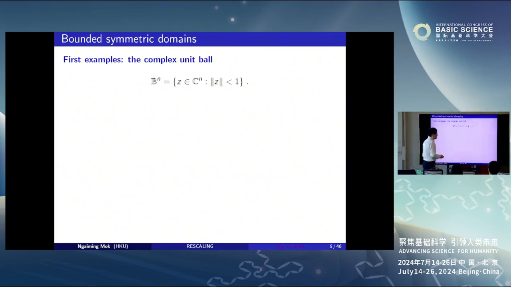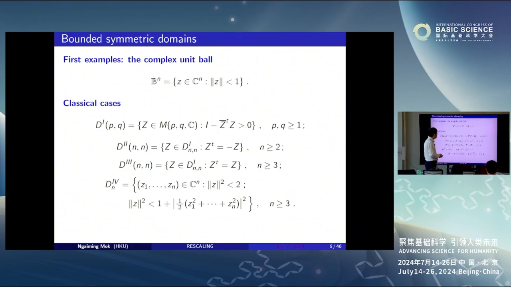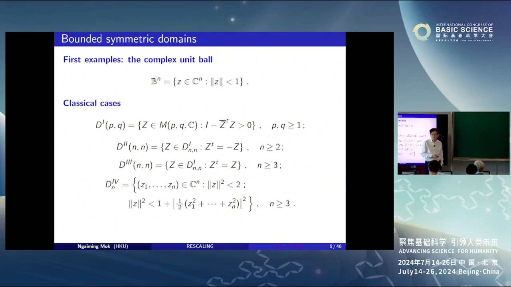So here are the bounded symmetric domains, which are the major objects that will be studied. The ball is the analog of the disk in higher dimensions. Already B2 is not isomorphic to Delta squared.